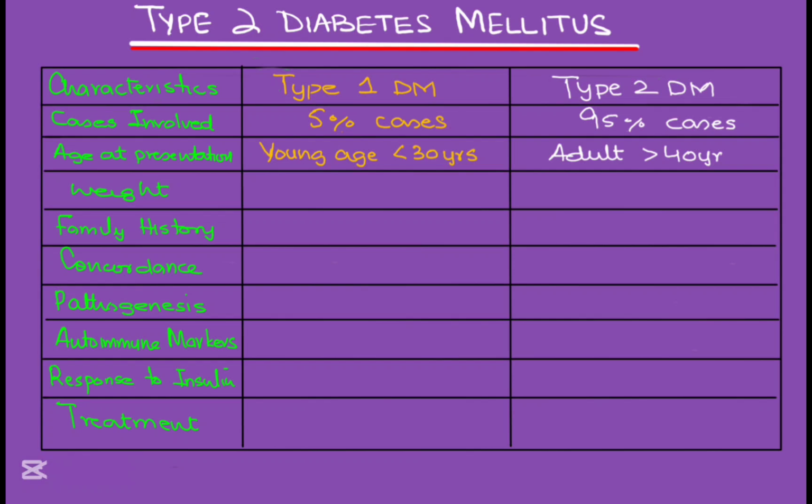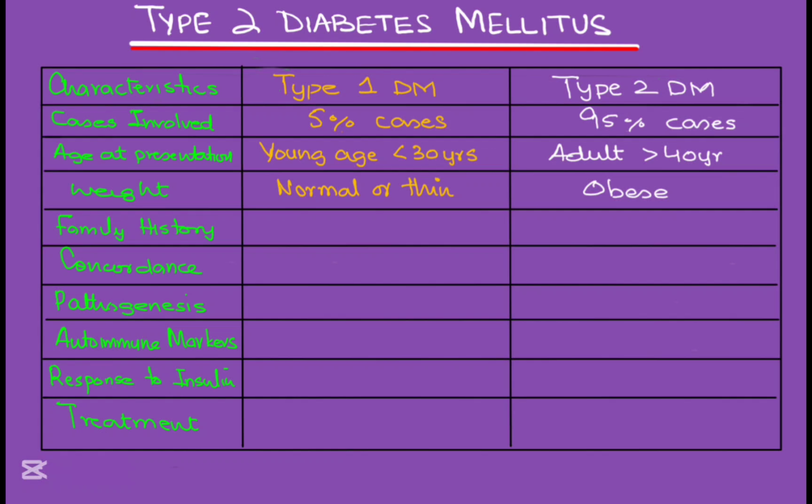Now what about weight? Here's where the two conditions take very different paths. People with type 1 diabetes are usually normal or even underweight at the time of diagnosis. Their bodies are simply unable to produce insulin, leading to uncontrolled blood sugar levels and weight loss. In contrast, obesity is a major risk factor for type 2 diabetes. Excess fat, especially around the abdomen, drives insulin resistance, making it harder for the body to use insulin effectively.